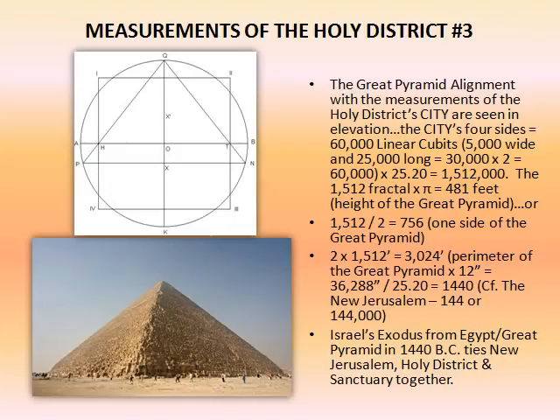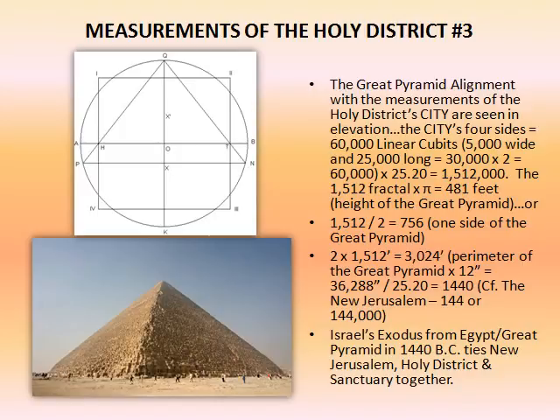The 1,512 fractal times pi is equal to 481 feet, the height of the Great Pyramid, or 1,512 divided by 2 is equal to 756. That is one side of the Great Pyramid. 2 times 1,512 feet is equal to 3,024 feet.